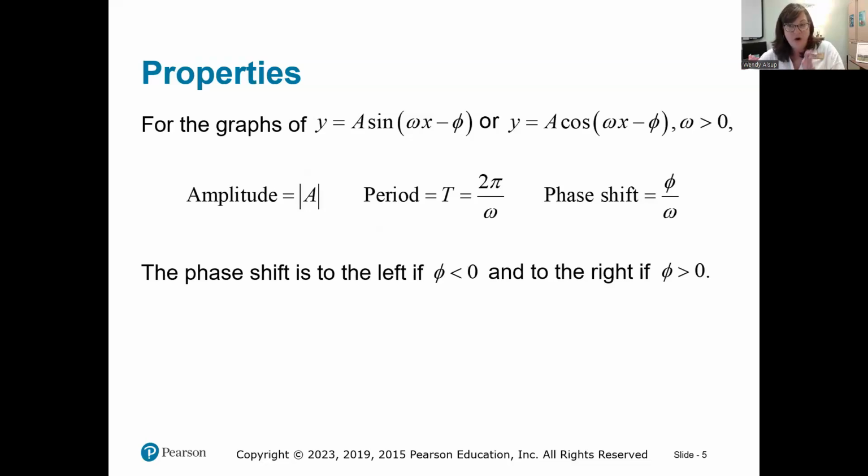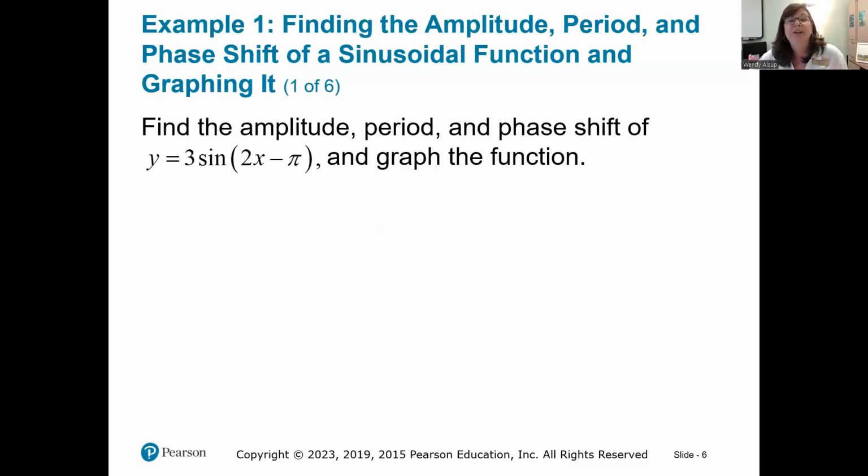So the period: how often does this transformed sine function repeat itself? Normally, sine repeats every 2 pi. But now our new period will be 2 pi divided by whatever the omega is. Phase shift is how much you move left or right, and that's going to be phi divided by the omega. So let's just jump right in here and do y equals 3 sine of 2x minus pi.